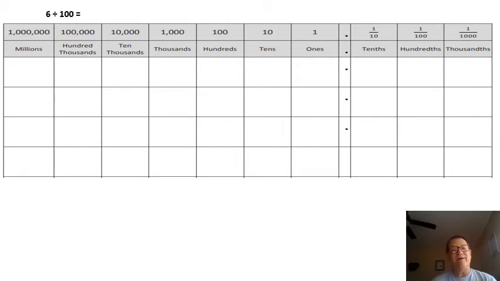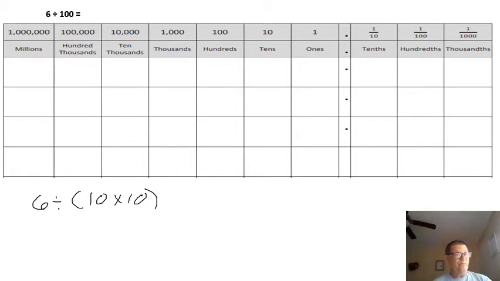How about if we divided it by 100? We haven't done anything like this yet. Well, let's think about it. This is actually like 6 divided by 10 times 10. Now, we said that every multiple of 10 shifts one place value. So here I'm going to divide by 2 10s. How many place values do you think each is going to move? If you said 2, you're correct, because it's 10 times 10.